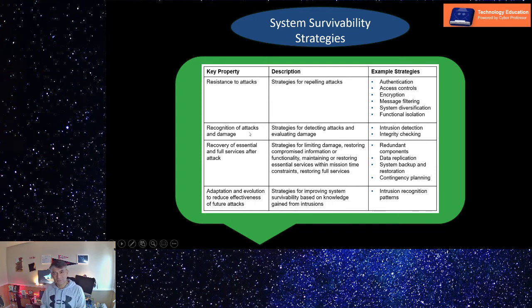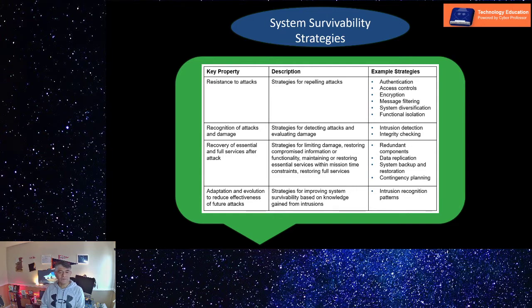The second key property of a system is the recognition of attacks and damage. Operating systems need to be capable of recognizing attacks and the damage that comes with those attacks. In that form, strategies for detecting the attacks and evaluating the damage must be created as part of a sound operating system. Strategies to implement that particular property include the intrusion detection and the integrity checking.